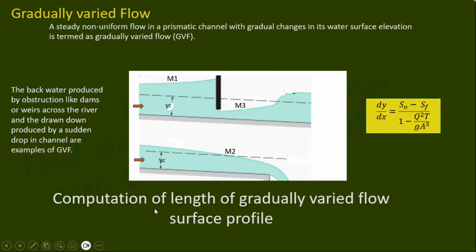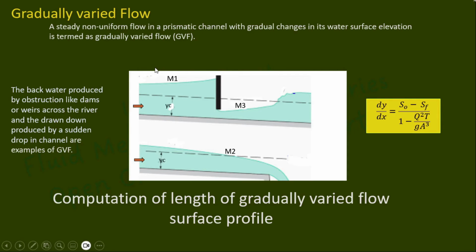So what is the necessity of computing the length of a gradually varied flow profile? Whenever we construct a dam across a river, it raises the water level on the upstream side of the dam. If we do not give enough protection to the sides of the river, the water overflows the river bank and destroys other structures. That is why, as a hydraulic engineer, one has to determine the length of this water surface profile.